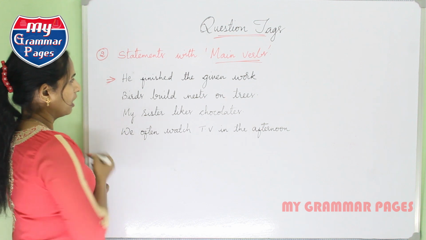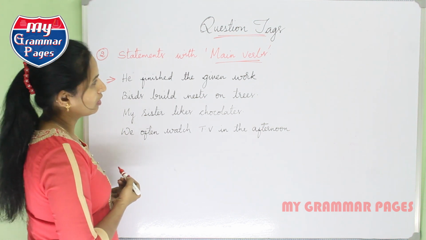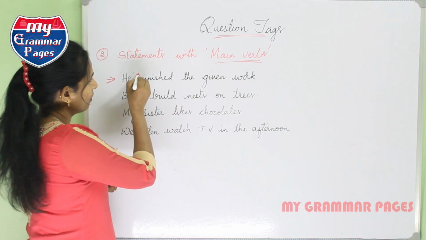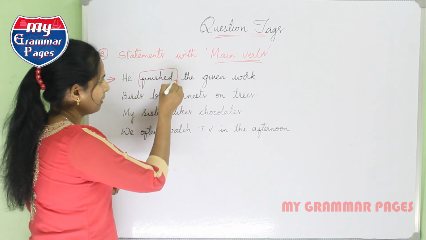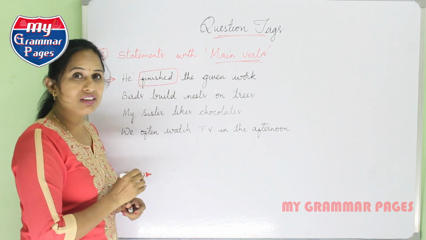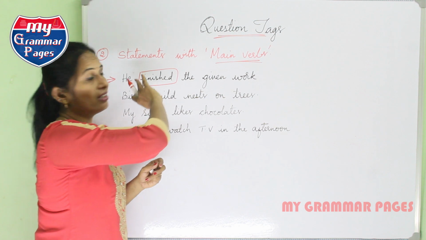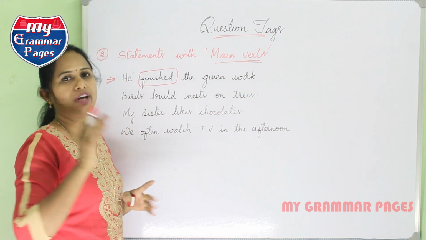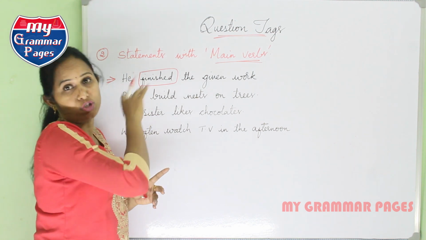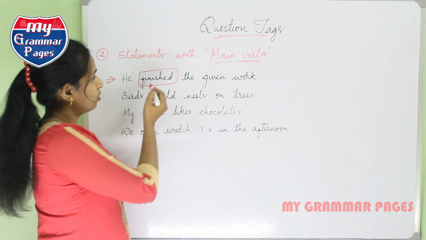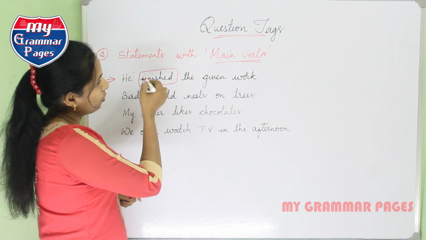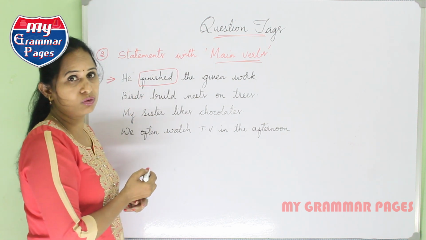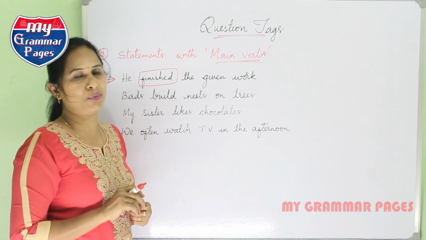Let's see. Question number 1. He finished the given work. In this sentence, we know that this is the main verb. In the previous examples, I have brought the auxiliary verb to the front part of the question tag and we have framed the tag. But here we are not supposed to bring the helping verb. So first of all, when you identify the verbs, you need to identify the tense of the verb.